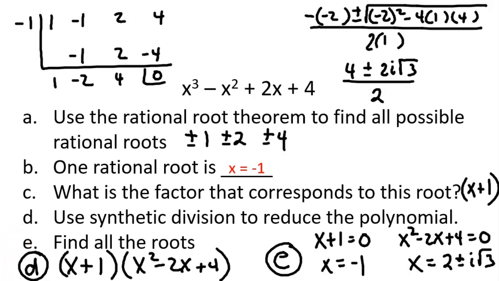Okay, so here's our answer. So for part A, plus and minus 1, plus and minus 2, plus and minus 4. For part B, I tell you that one of the roots is -1. So for part C, that means the factor will be x plus 1. For part D, we're going to do our synthetic division. Your setup is going to have 1, -1, 2, and 4 inside the bracket, and the opposite of this number here, which is -1, outside the bracket, and then follow your process. You should end up with 0 here, of course. And so for part D, the reduced form will be x plus 1, our factor, times the answer of our synthetic division.